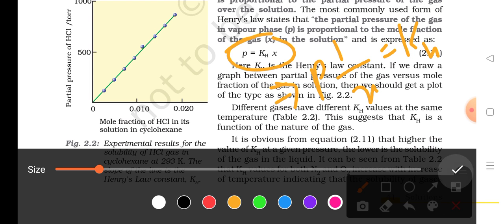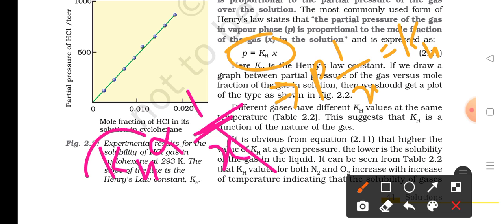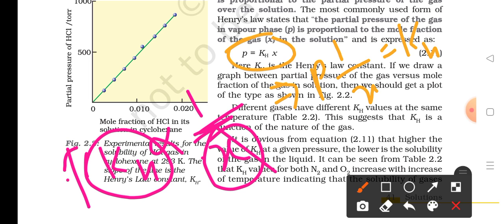So what happened? K_H is inversely proportional to 1 by X, where X means the mole fraction. K_H is the Henry constant and X is the mole fraction. Since K_H is inversely proportional to the mole fraction, whenever K_H is increased, the mole fraction is decreased, and whenever K_H is decreased, the mole fraction is increased.